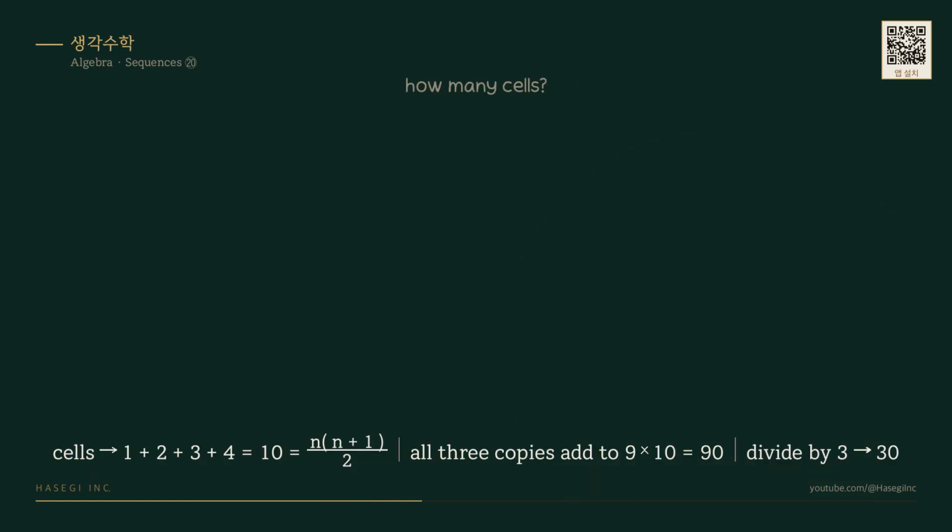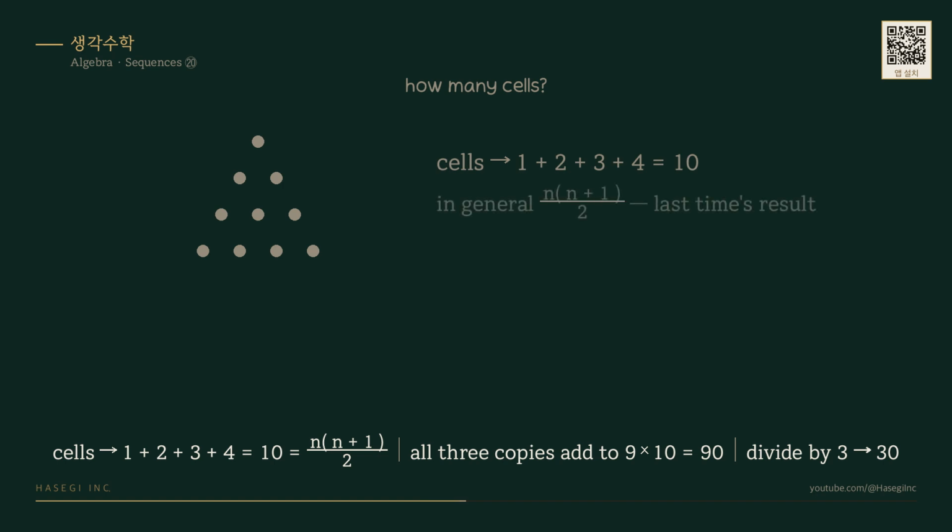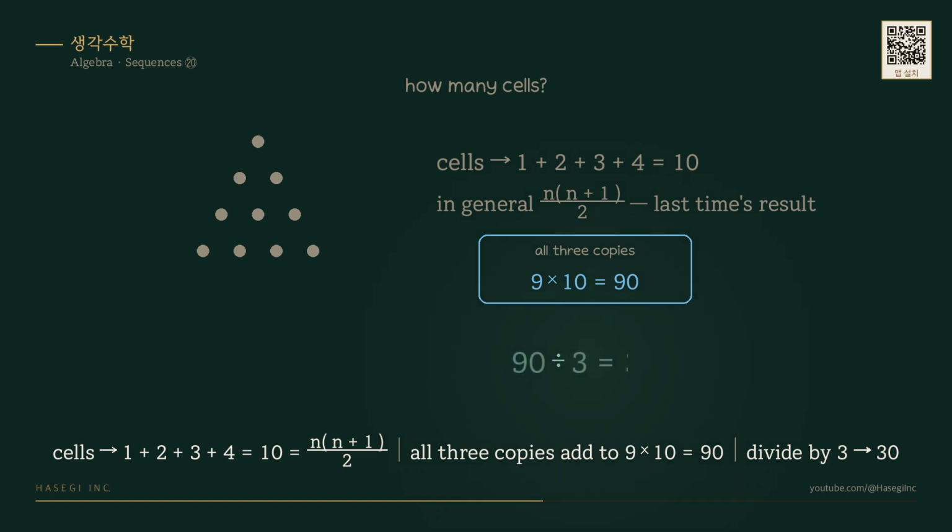So how many cells are there? 1 plus 2 plus 3 plus 4, exactly what we worked out last time. That is n times n plus 1, halved, which here is 10 cells. So the 3 copies together add up to 9 times 10, 90. But that counted the sum of the squares 3 times over. So divide by 3 and you get 30. Exactly what we added by hand at the start.